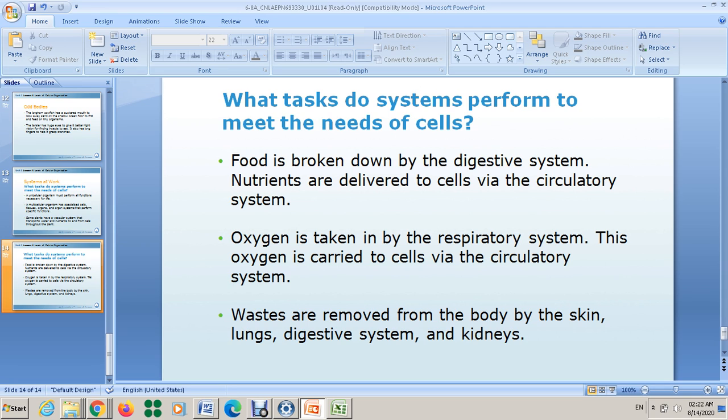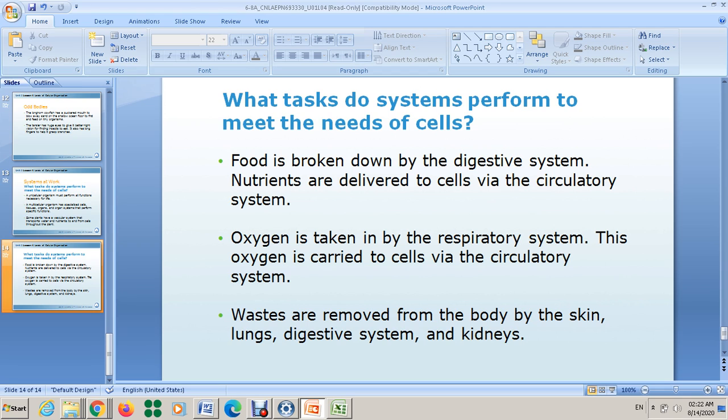Let's continue talking about the cells. They need to get rid of what? Waste. Here you have to know the skin, lungs, digestive system and the kidneys all have processes for removing waste products from the body. Very important to know this point. For example, sweat evaporates from the skin. Solid waste and some water move out as part of the digestive system, right?